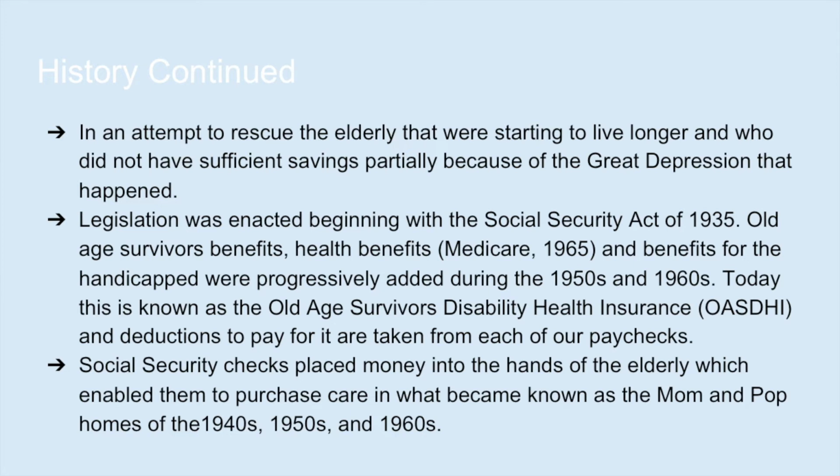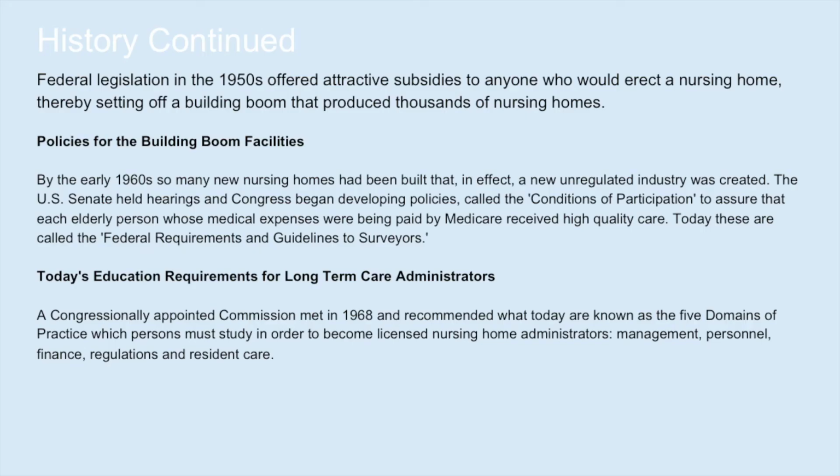So in the attempt to rescue the elderly that were heavily affected by the Great Depression, that didn't have savings to take care of themselves as they got older, the Social Security Act of 1935 was passed, which basically provided benefits to the elderly and the disabled. So in the 1950s, federal legislation offered pretty attractive subsidies to people who would erect a nursing home, and so they became pretty popular around that time. It was, however, a pretty unregulated industry and called for some reform, and so in the 1960s, Congress met to begin to come up with some different laws and acts that would protect elderly people.